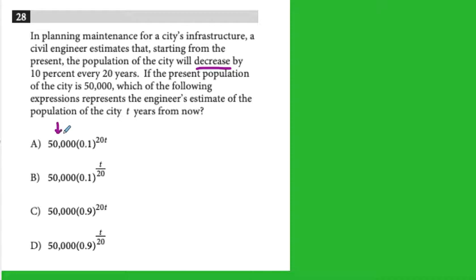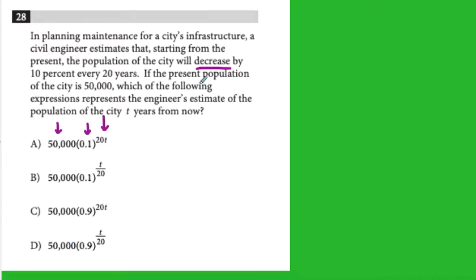I can see that all of them have a 50,000. Then I can see that two of them have 0.1, two of them have 0.9. And in the exponent, I have 20t and t over 20, and 20t and t over 20. So I'm going to work from left to right, but vertically down, I'm helping myself by seeing what I'm looking for.